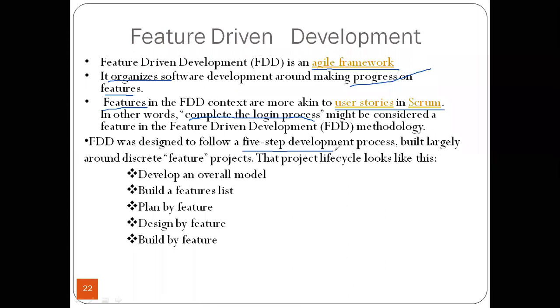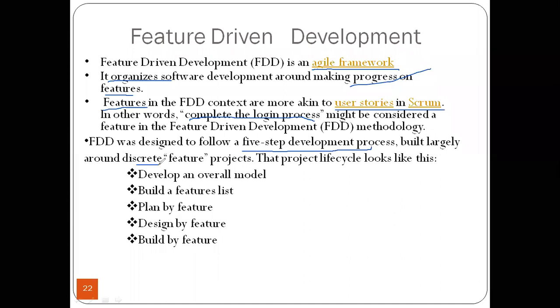Here we have a five-step development process, right? These five steps will be executed in a discrete manner, which means for each and every feature we must follow these steps. These are the steps for the project life cycle, the SDLC cycle, in FDD. So what are those steps here?